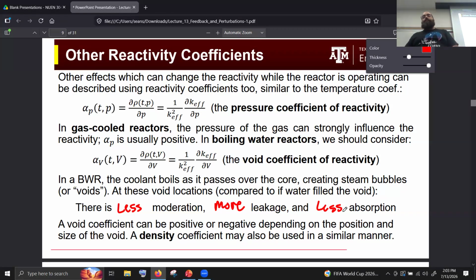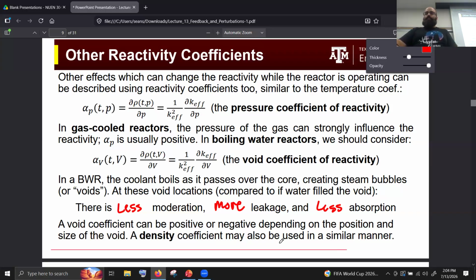And if there's some other way for them to get moderated, then the void coefficient, because of this phenomenon where you get less absorption in those voids, could lead to the void coefficient being positive. But it depends on the size and position of the void, as well as if there are any other materials in our reactor that act to still cause moderation.